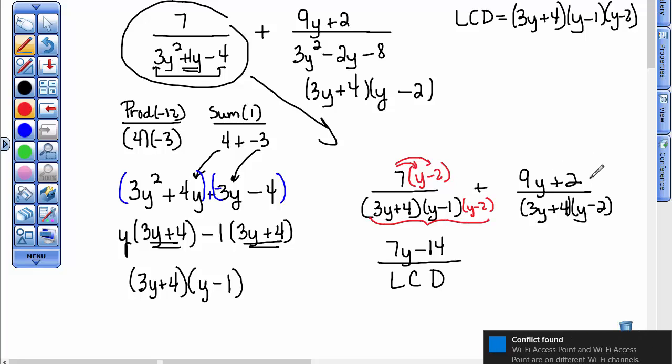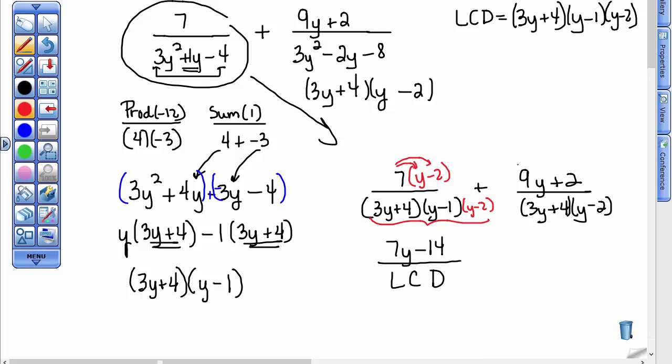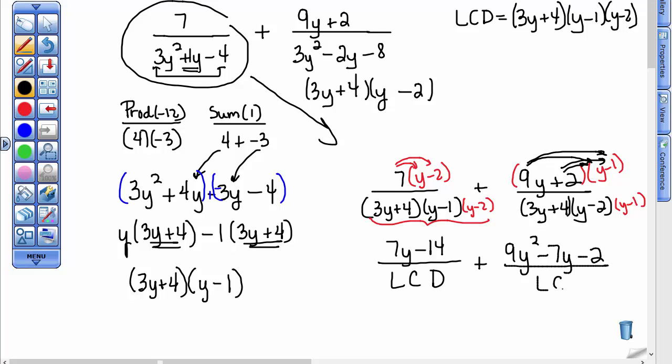Over here, the 9y plus 2, that denominator is missing the y minus 1. So this whole thing right here is going to have to be y minus 1 because I'm multiplying top and bottom by y minus 1. Careful, when you take this binomial times this binomial, you have to FOIL it. You have to multiply those together, then those together, then those together, and those together. And what we get when we do that, I'm not going to show all the work, is 9y squared minus 7y minus 2 over that LCD.